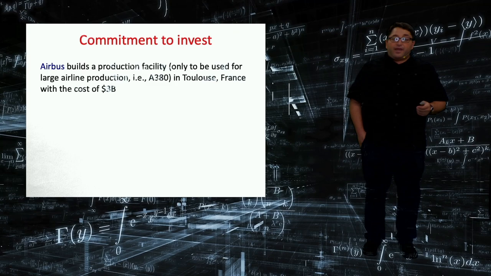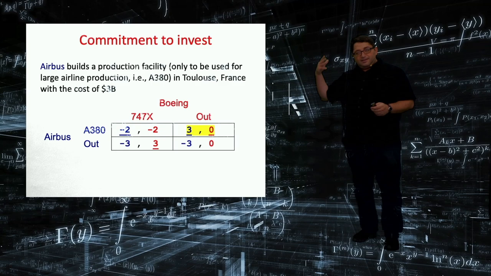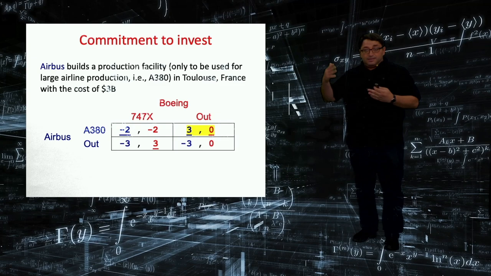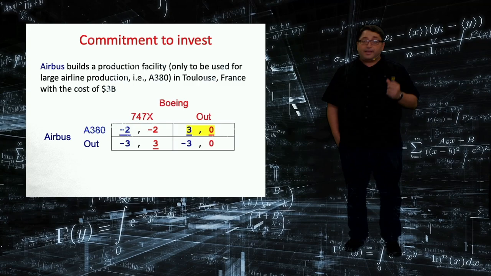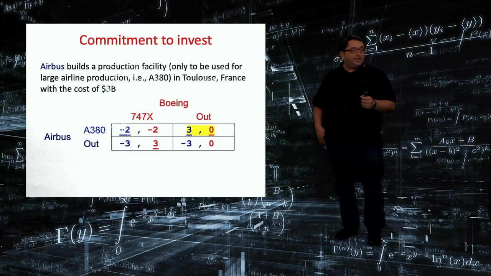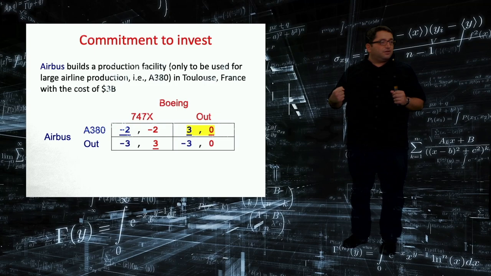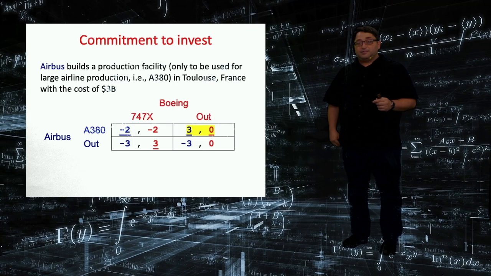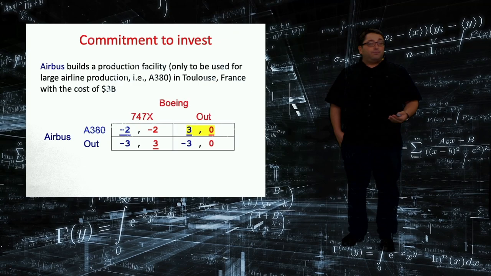So if Airbus does that, the game is changed. So if Airbus is out, he is not going to get zero. He incurred a $3 billion cost of the production facility, right? And in this new game, we see that going in, namely producing A380, becomes the dominant strategy. Because if he's in and Boeing is in, it's going to be -2 against -3. So in is better. And if Boeing is out, it's going to be 3 against -3. Again, in is better. So for Airbus, in becomes the dominant strategy. And accordingly, Boeing plays the best response. Boeing is going to be out. And that's what really happened in early 2000.